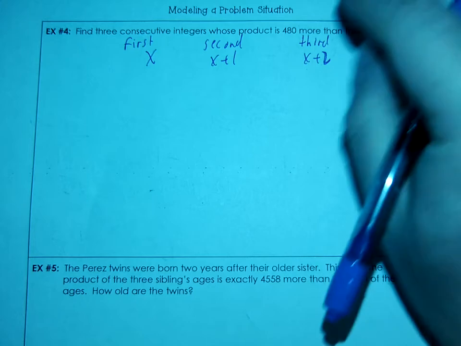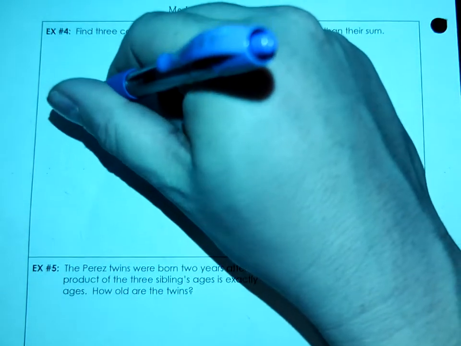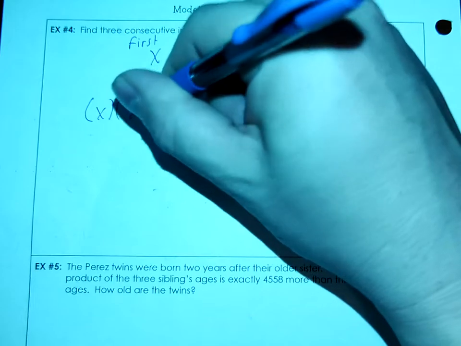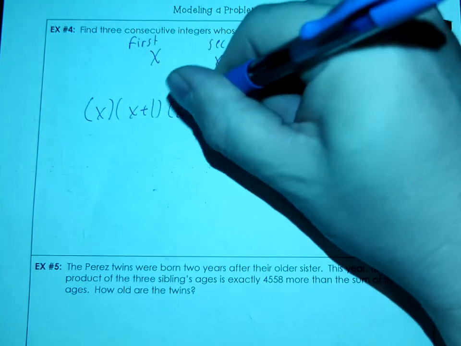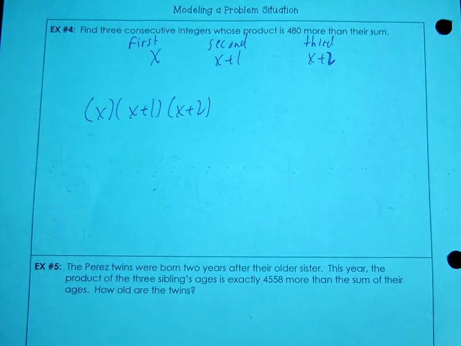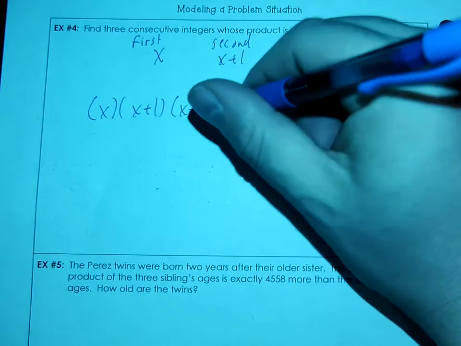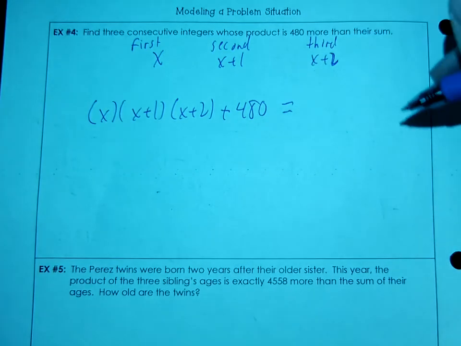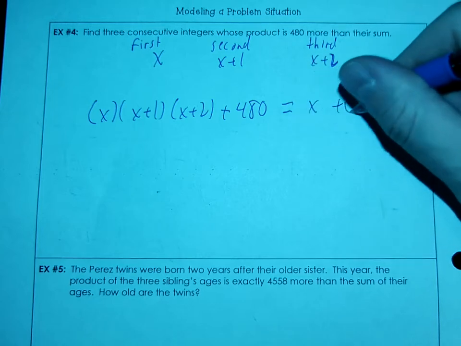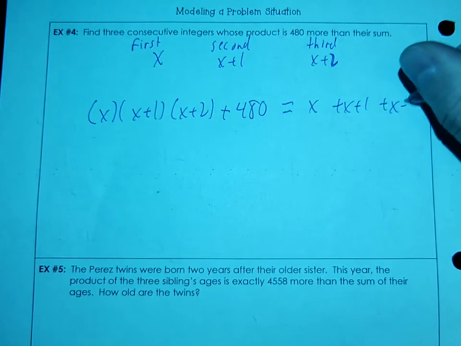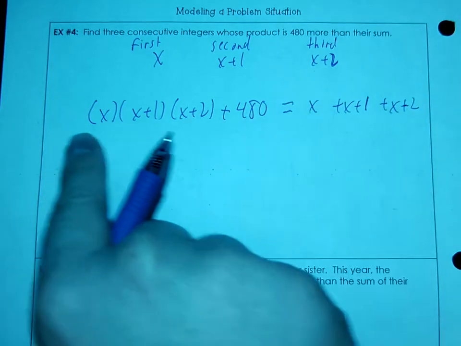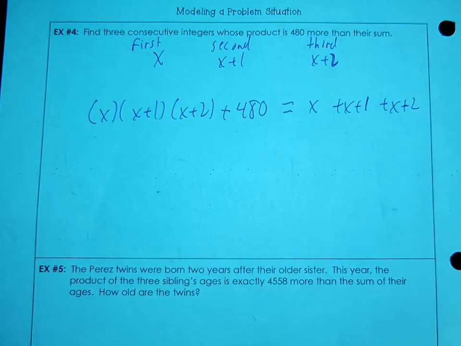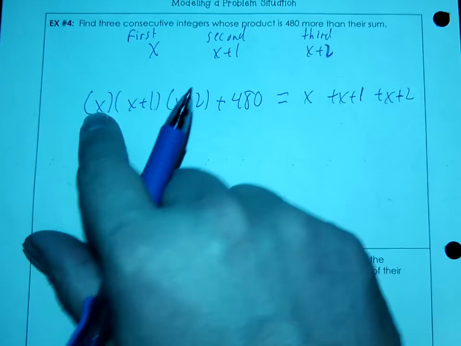Alright, so it says their product, when you multiply them, so we're going to actually end up multiplying these. x times x plus 1 times x plus 2 is 480 more than their sum. So their product, if I add 480 to it, I get their sum, which is of course x plus x plus 1 plus x plus 2. So what I'm actually asking you to do is to solve this equation. I'm trying to think if there's an easier way other than multiplying the left, and I don't think there is. We're going to multiply out on the left here.